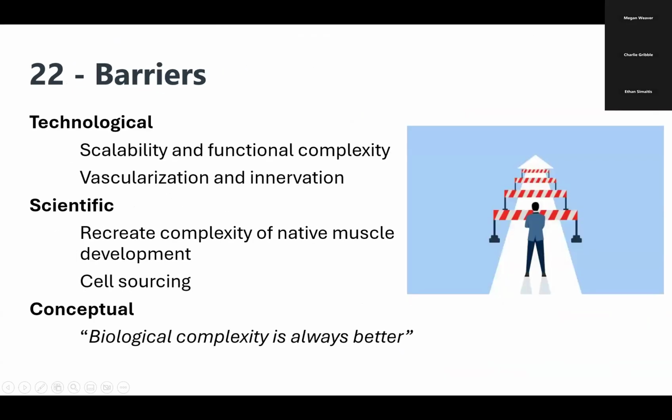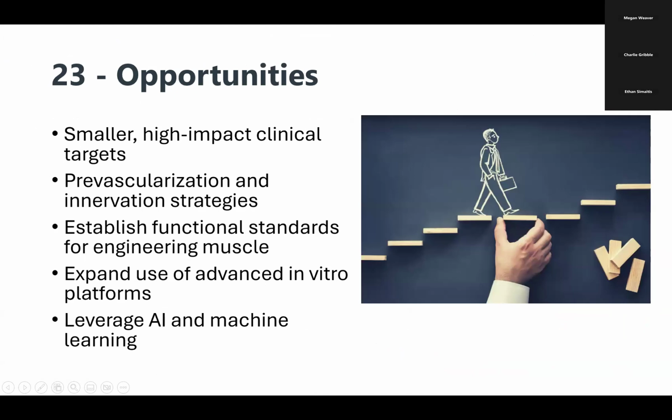So in terms of these opportunities, I just laid out a few as to how the field can move past these boundaries and move forward. So first, focusing on smaller and high impact clinical targets. Instead of trying to replace entire muscle groups in the limbs, we can target smaller scale but higher impact areas such as facial muscle repair or urethral muscle reconstruction, or even vocal cord and diaphragm repair. These targets require less bulk tissue and lower force output and are often more forgiving in terms of integration, what we would hope.